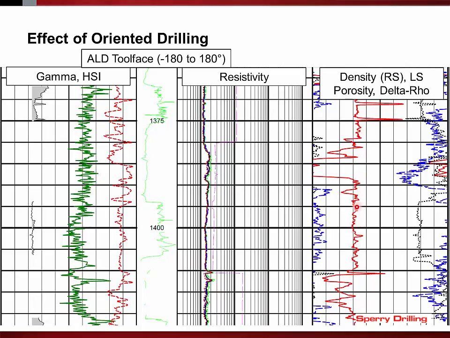Otherwise, you might be inclined to interpret that as a genuine formation response, which might lead you to suspect that it's a coal or something like that you've drilled through, some low density formation, when in fact it's just an artifact of the orientation of the tool through that interval. You can see down here something similar is happening when we go sliding again, that we're getting some rather erratic looking density results, which probably aren't realistic through that section.